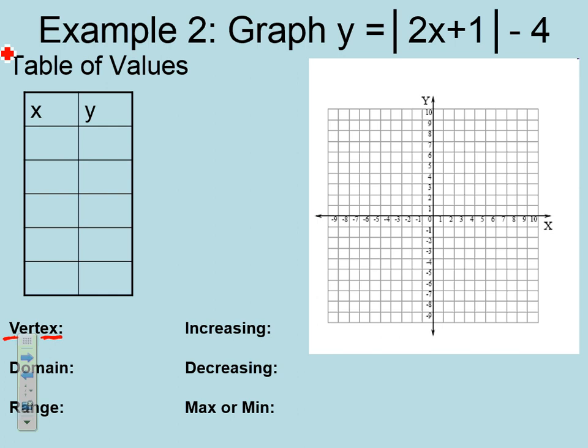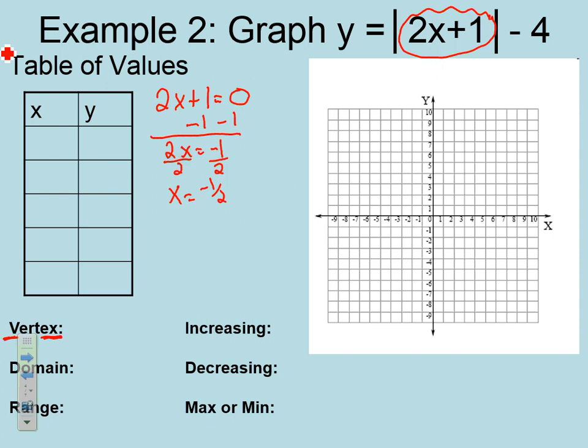When we're doing that, we're going to take what's inside the absolute value and we're going to set it equal to 0. So 2x plus 1 equals 0. To solve this, we're going to subtract 1 on both sides. So 2x equals negative 1, divided by 2. X equals negative 1/2. There is our x value. Now to find our y value, we plug it back into the original.